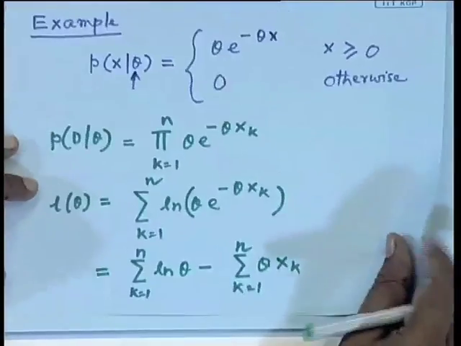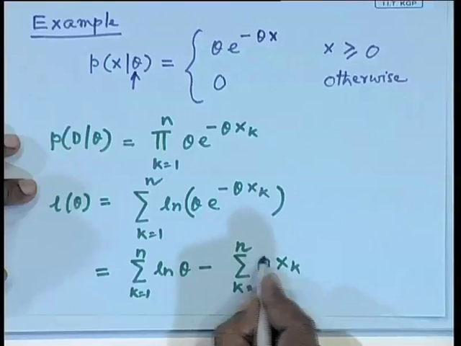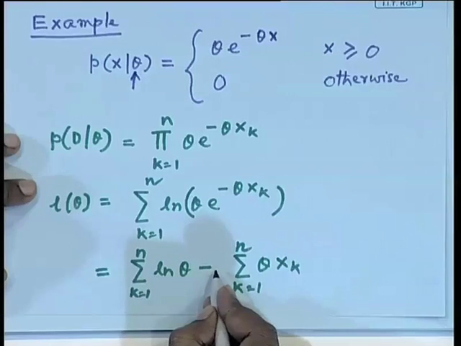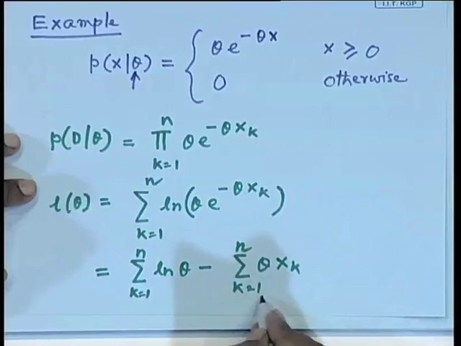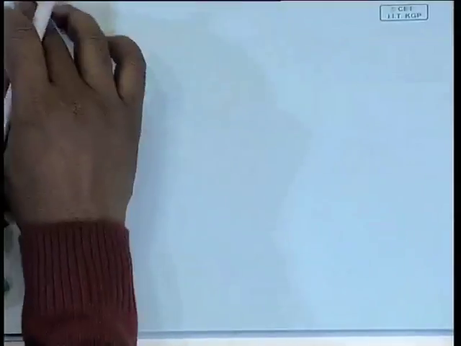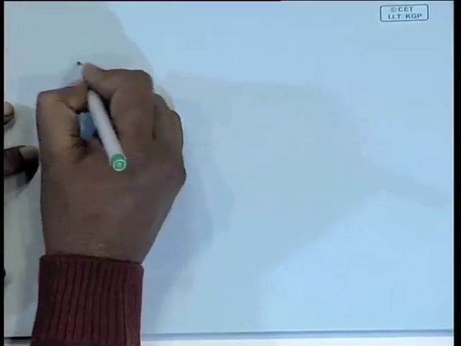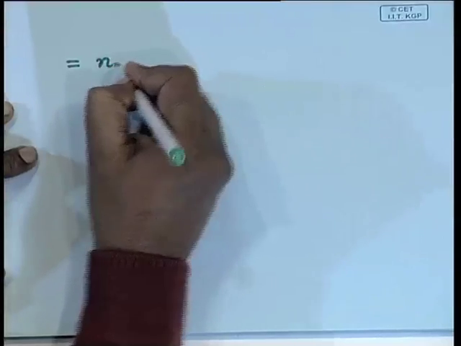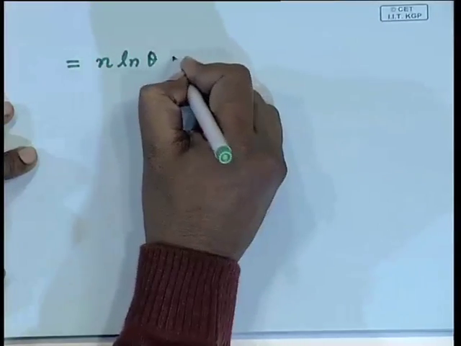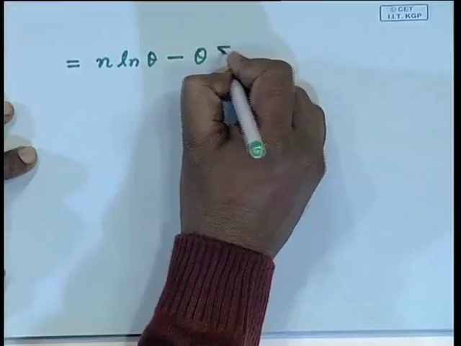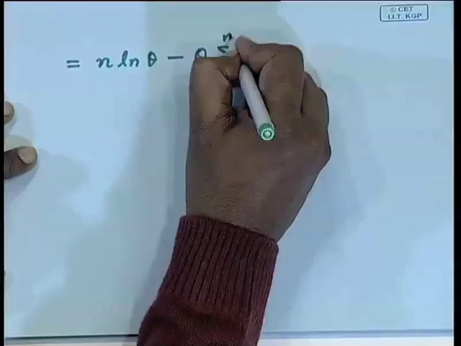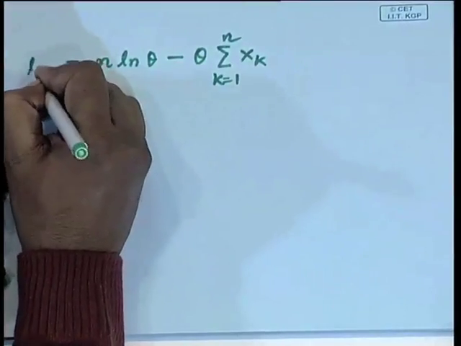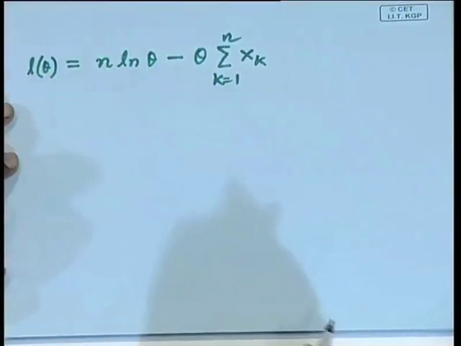So, here you find that it is theta into x k, sum taken over k equal to 1 to n. So, I can take out theta outside the summation. So, it simply becomes theta into sum of x k, k varying from 1 to n. So, it will simply be n into ln theta minus theta into sum of x k, where k varies from 1 to n. So, that is my log likelihood L theta.